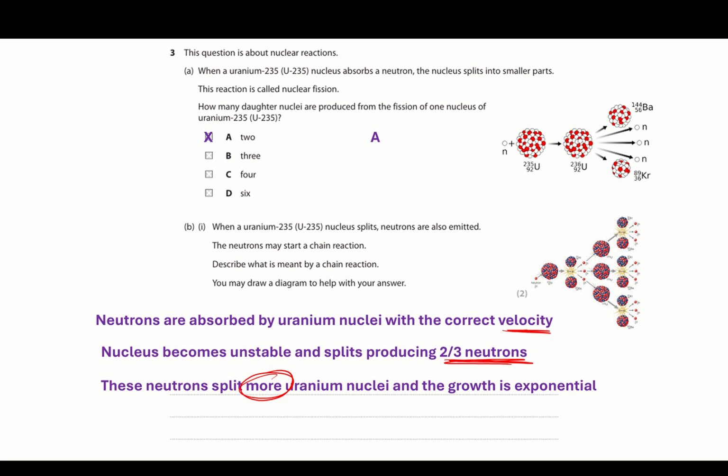Now, it says you can draw a diagram. So that pretty much says everything that you need. That diagram's pretty good. But it's this idea that neutrons with the right velocity are absorbed. This splits it. This makes more neutrons. Those neutrons go on to be absorbed by more nuclei, uranium nuclei, and the growth is exponential. It's getting bigger and bigger each time.